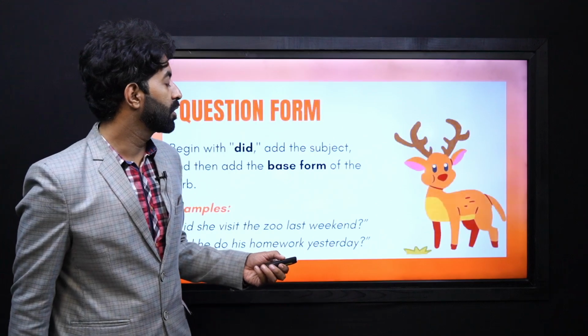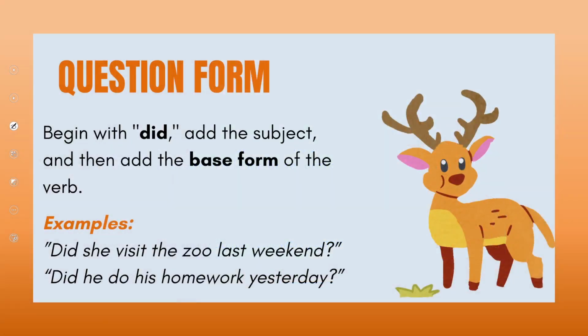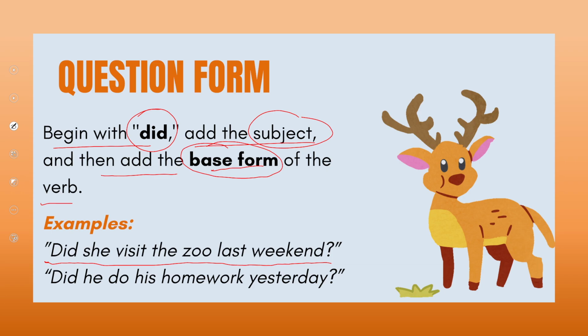Now, for the question form, we begin with did, add the subject, and then add the base form of the verb. So exactly like we did in the negative form, we will be using the base form of the verb, and we do not change it into any other form. Let's look at some examples. Did she visit the zoo last weekend?